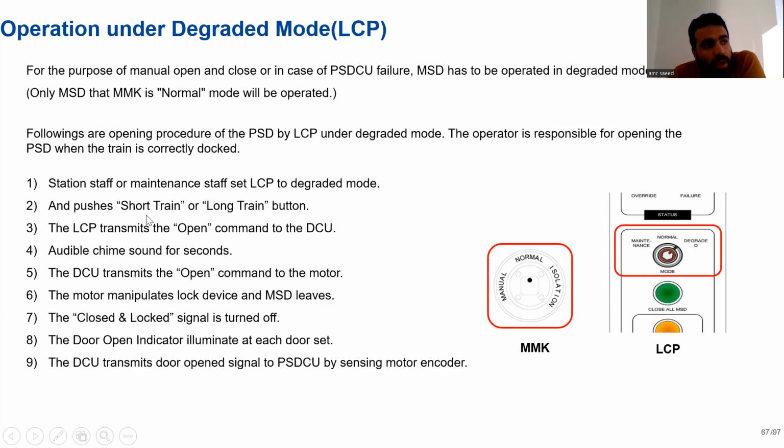Our project here has a single unit, single vehicle, and a double vehicle. When it's a single vehicle, you can open just specific MSDs, not all MSDs. When you have double vehicles, you have to open all doors, and this LCB transmits the open command to the DCU. You can hear a sound for seconds, and the DCU transmits the open command to the motor.